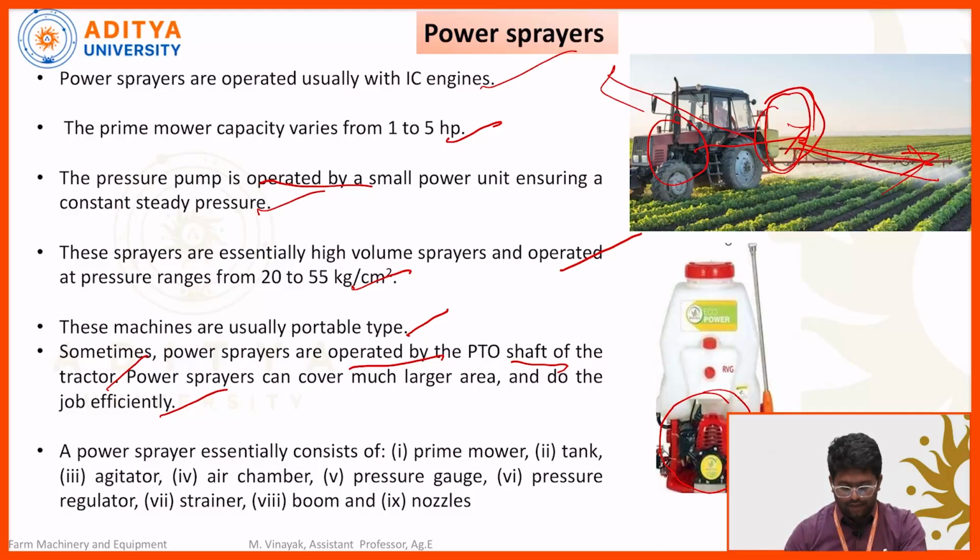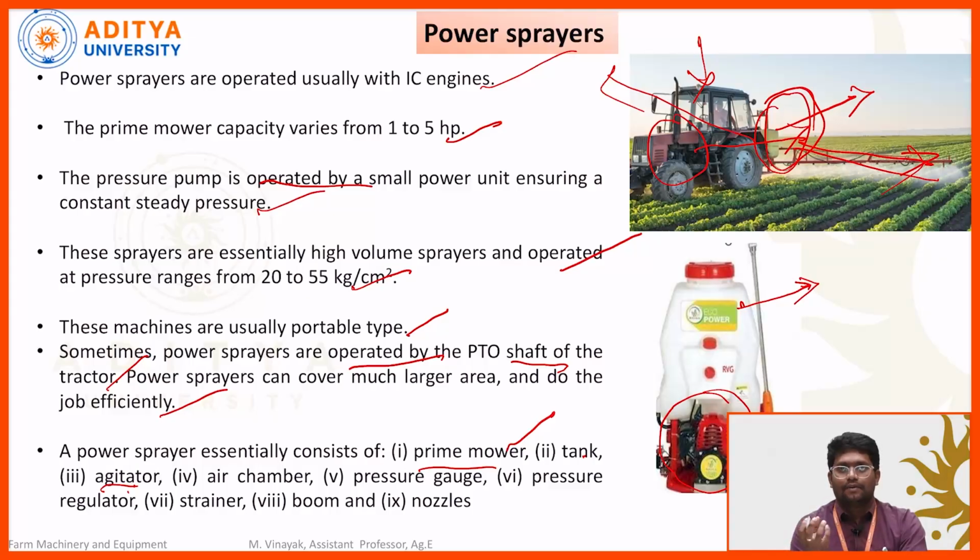So these are the different parts in the power sprayer. First one is the prime mover. The tractor itself acts as the prime mover here. Tank, on the rear side we can provide the tank. Coming to this power sprayer, this one is a tank. Agitator. So the main function of the agitator here.